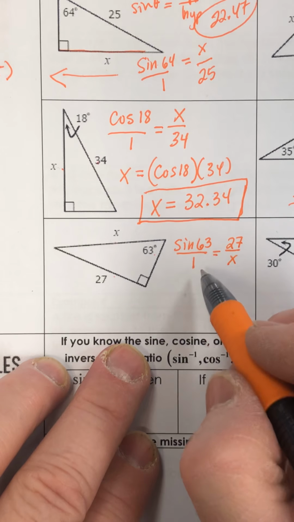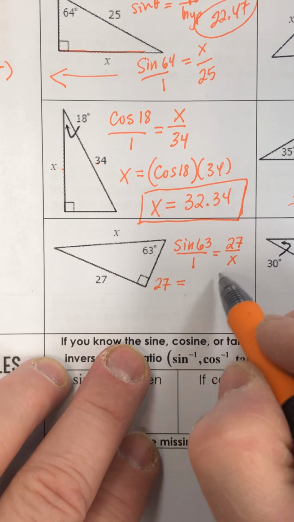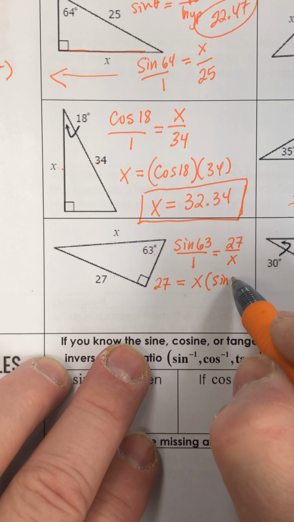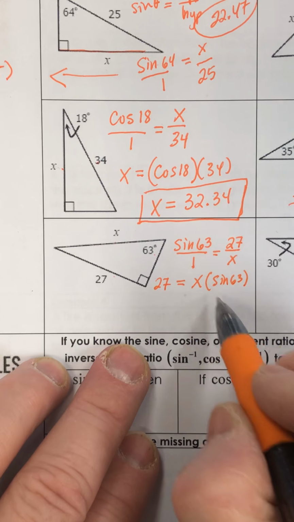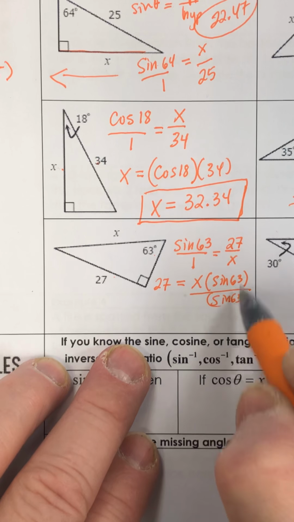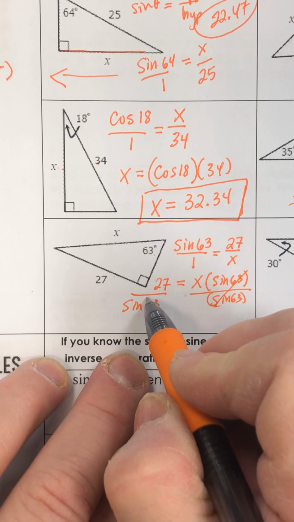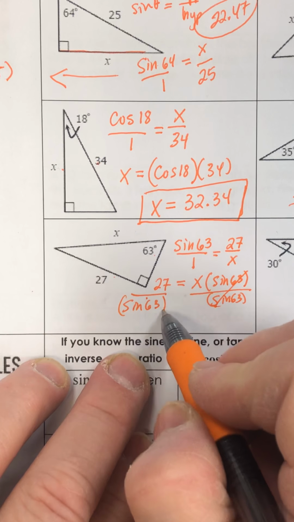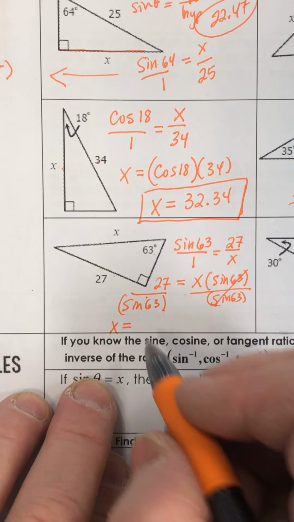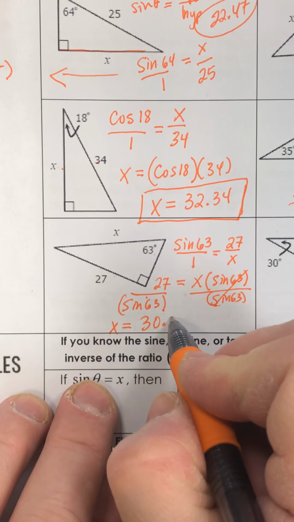Cross multiply. 1 times 27 is 27 equals sine of 63 times x. So I'm going to write x and then put the whole sine of 63 in parentheses. Divide off the whole quantity, sine of 63. So it's 27 divided by the sine of 63. So do it like we did the last one. And x is going to equal, you should get 30.3.